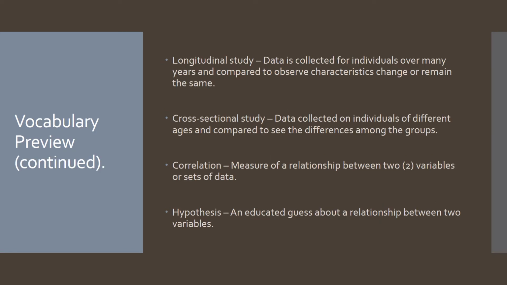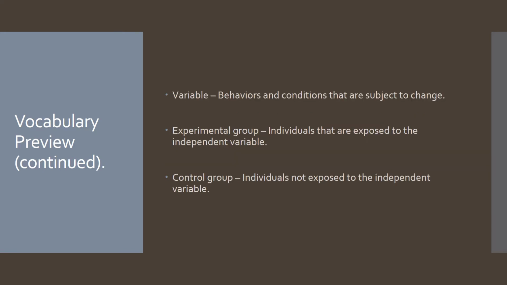Longitudinal study is data that is collected for individuals over many years and compared to observe characteristics change or remain the same. Cross-sectional study is data collected on individuals of different ages and compared to see the differences among the groups. A correlation is a measure of a relationship between two variables or sets of data. A hypothesis is an educated guess about a relationship between two variables.